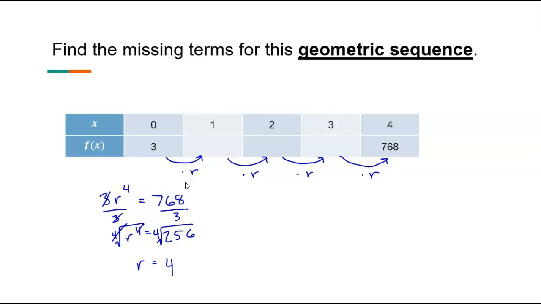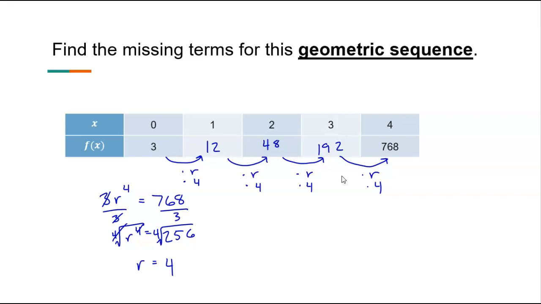Let's see if that works. 3 times 4 equals 12. 12 times 4 is 48. 48 times 4 is 192, and 192 times 4 looks like it is 768. So it worked. If we multiply by 4 at each step, then we do get to that final number, and that's how we found all these individual numbers.